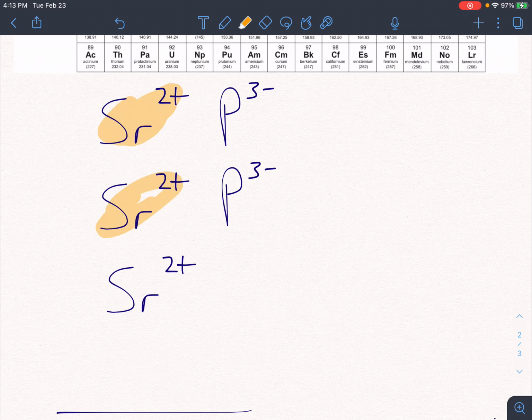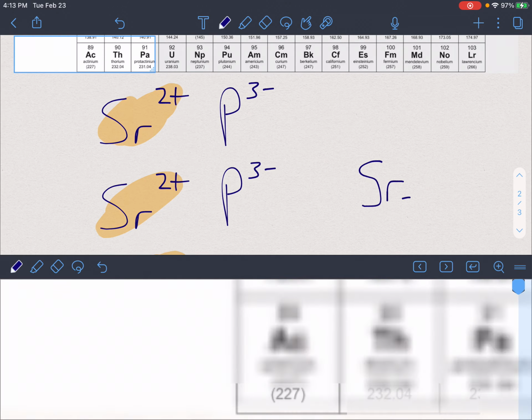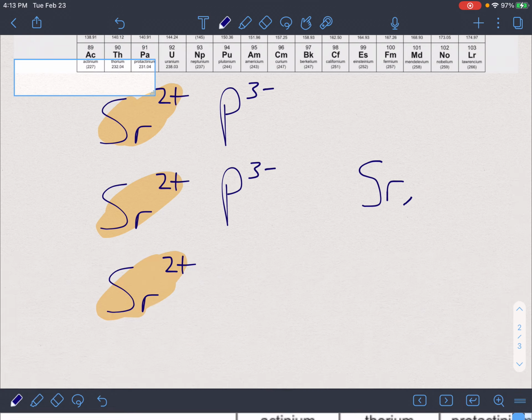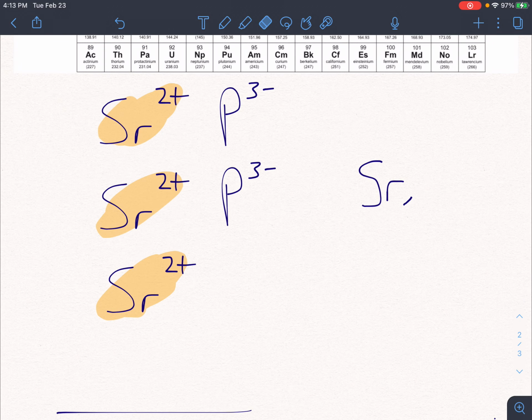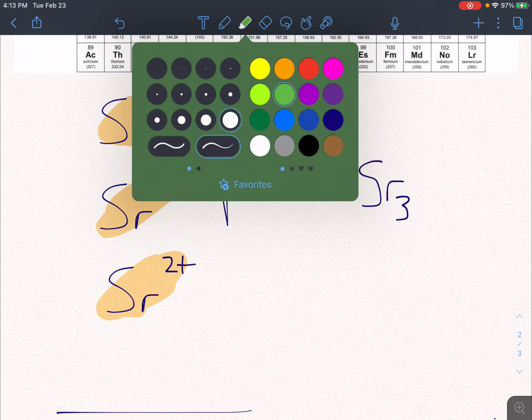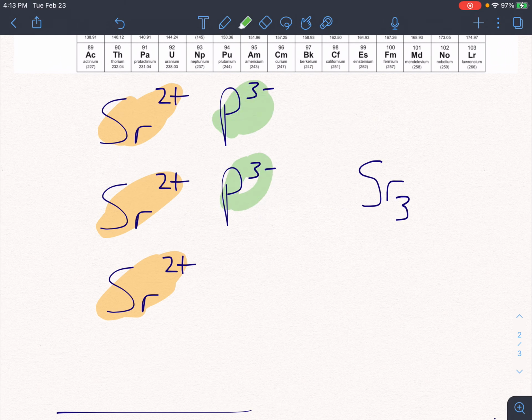I have 3 strontiums. So I'm going to write that as Sr3, if I can have my iPad cooperate with my writing. And I have 2 phosphoruses. 1, 2. So notice the 2 is because I have 1, 2 phosphoruses. The 3 is because I have 1, 2, 3 strontiums.